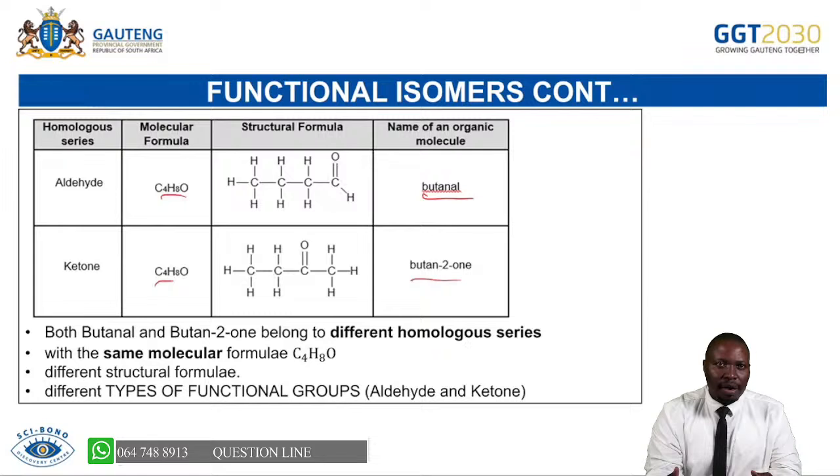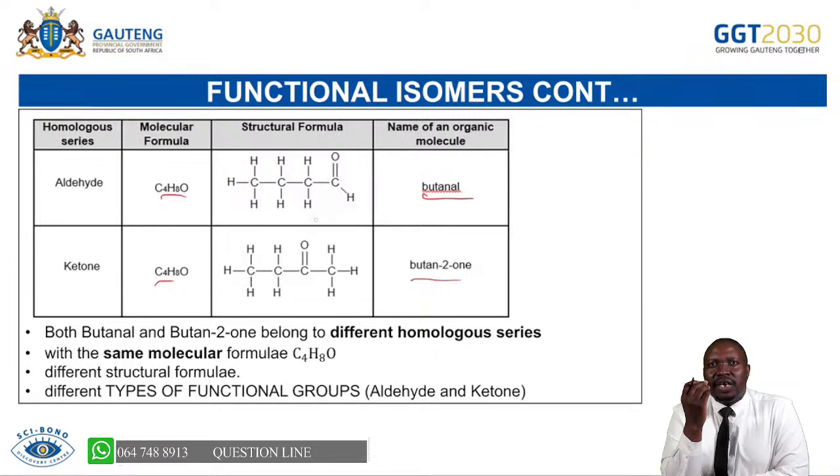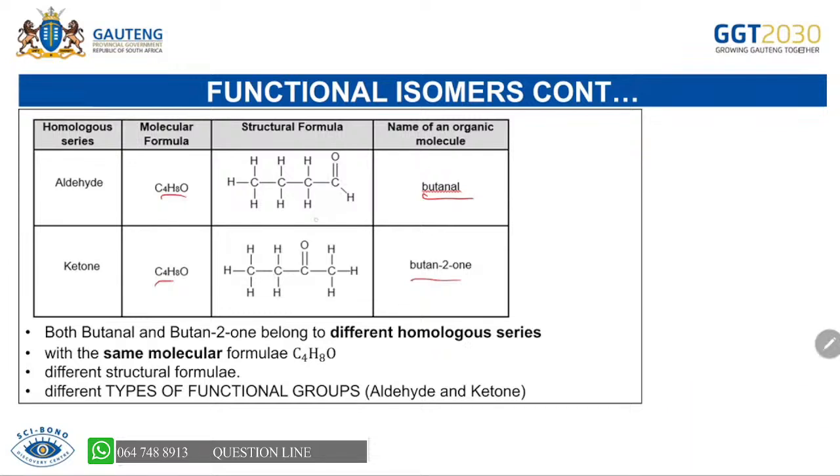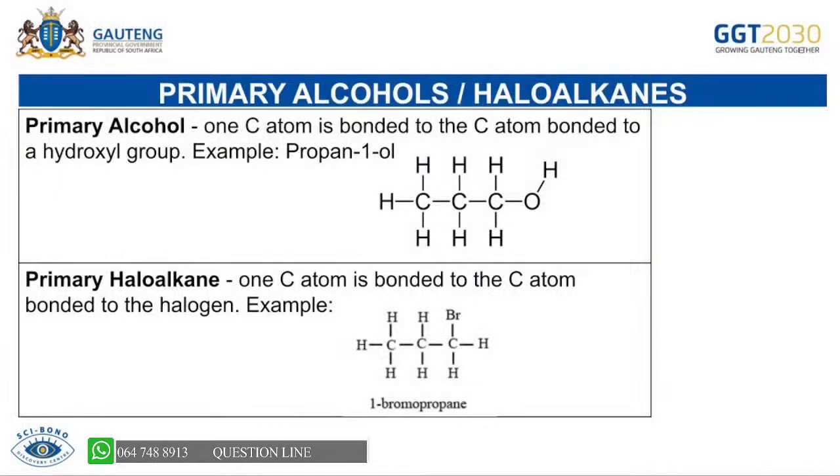Now, I will say, as we move to our alcohols, it's important that you understand the types of these alcohols. We do primary alcohols, secondary alcohols, and tertiary alcohols. And we don't only do primary alcohols, we do primary alcohols and primary haloalkanes.